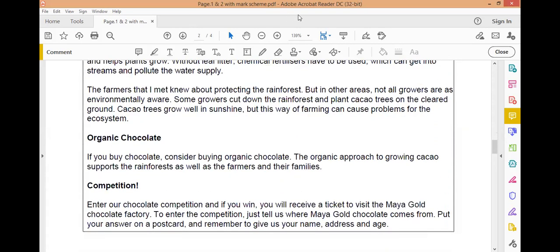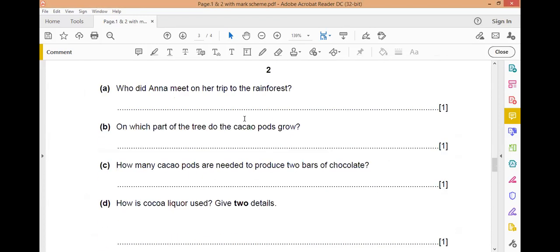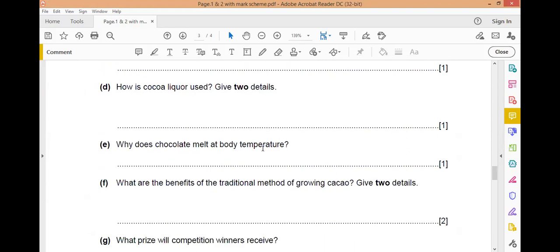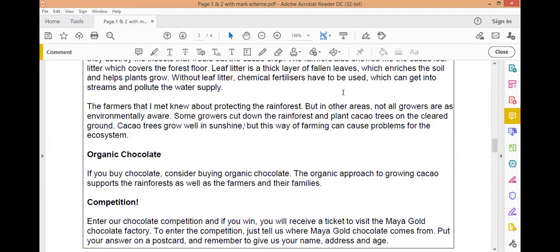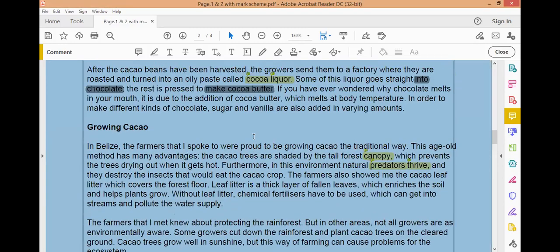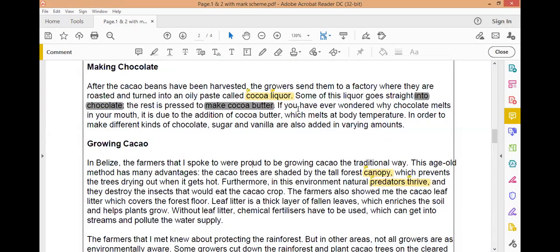Who can answer the next one? Said, yes. Question E: why does chocolate melt at body temperature? Yes, why does chocolate melt at body temperature? Let's find the answer. Complete reading? Yes, complete reading.